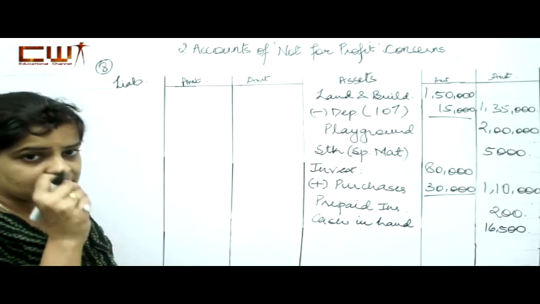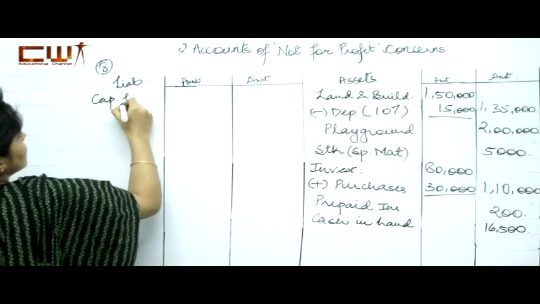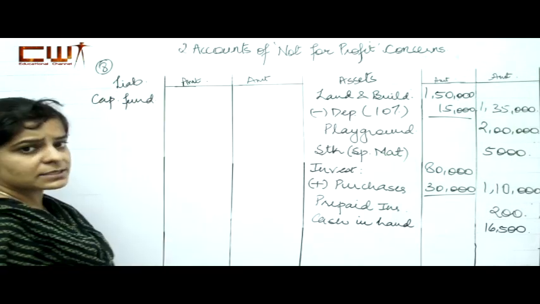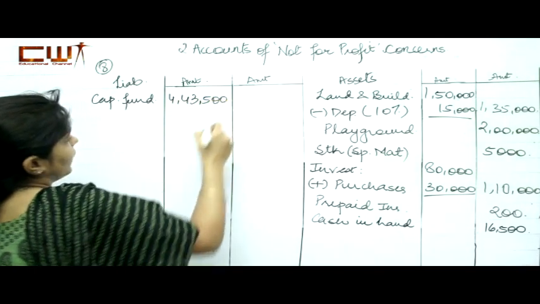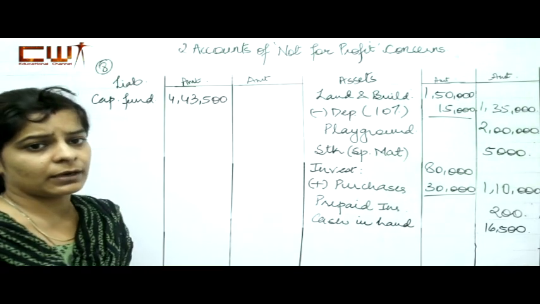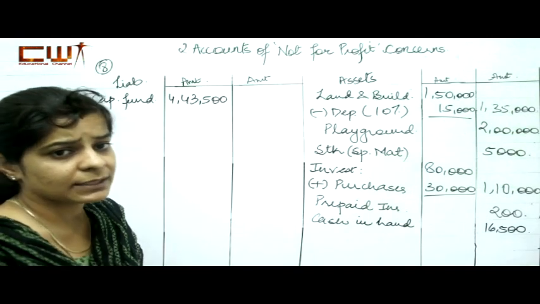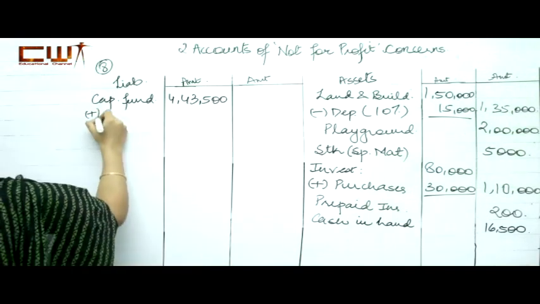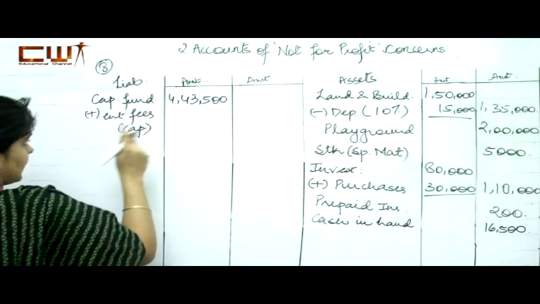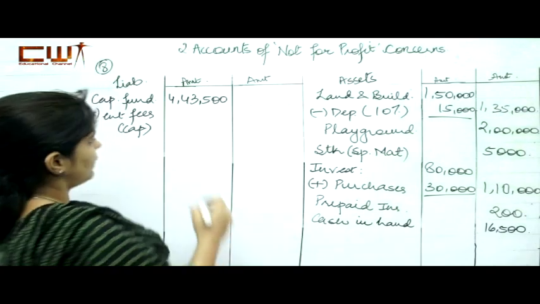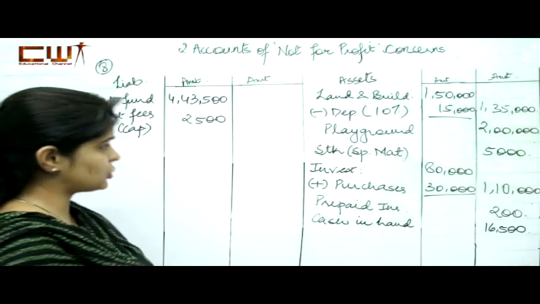We come on to the liability side. On the liability side, you have the capital fund given to you as 4,43,500, and you have just calculated the deficit, so you will be subtracting that. Let's add the entrance fees that you capitalized. How much was that? 2,500. Add that.